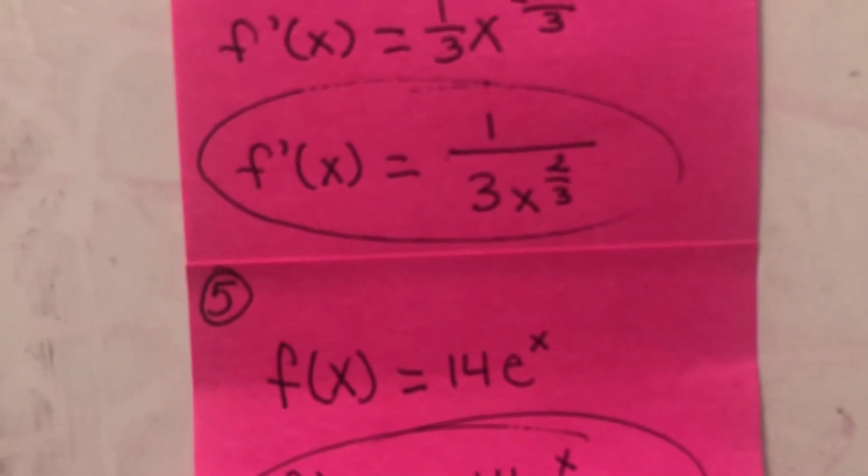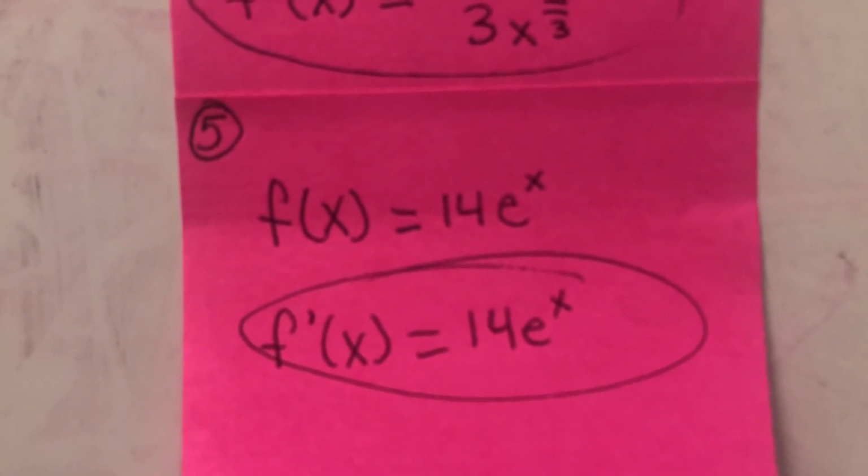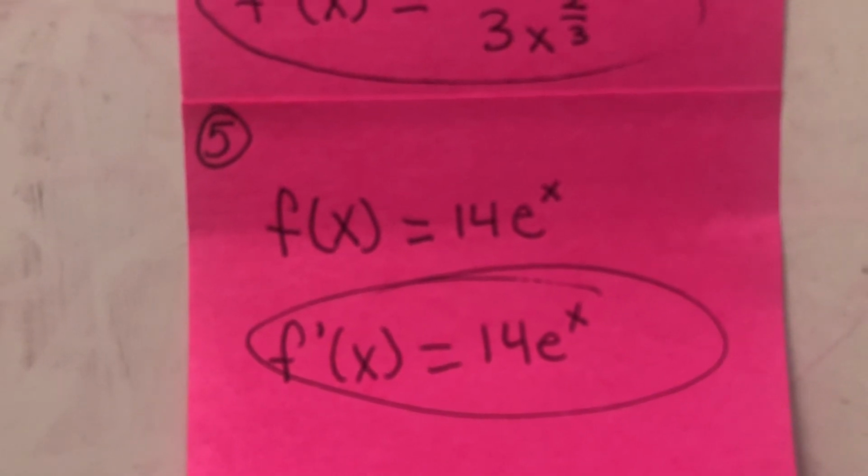Last example is f of x equals 14e to the x, and it's going to be exactly what the problem is. The derivative is 14e to the x.